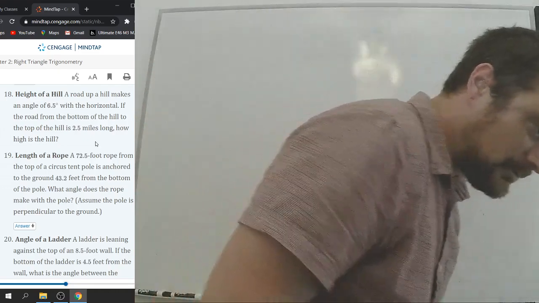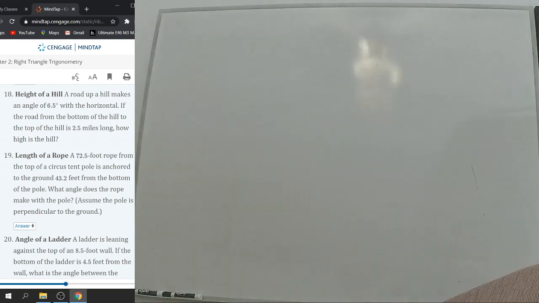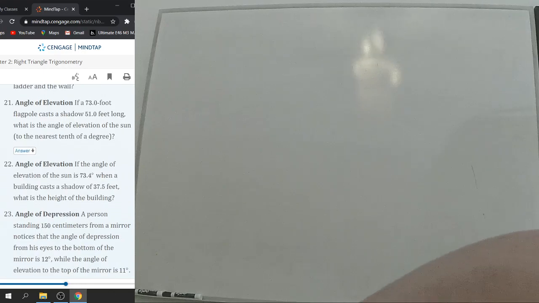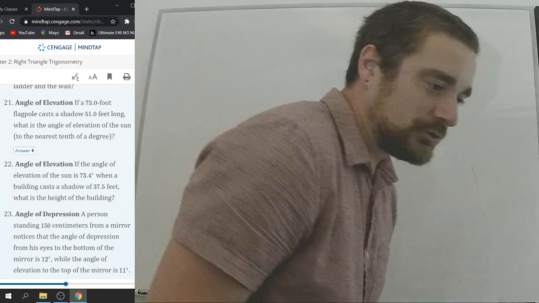Let's see, moving on to another one. And I'll probably get to a good mix of examples, hopefully like 6 examples or so, that kind of give you a little bit of exposure to everything.